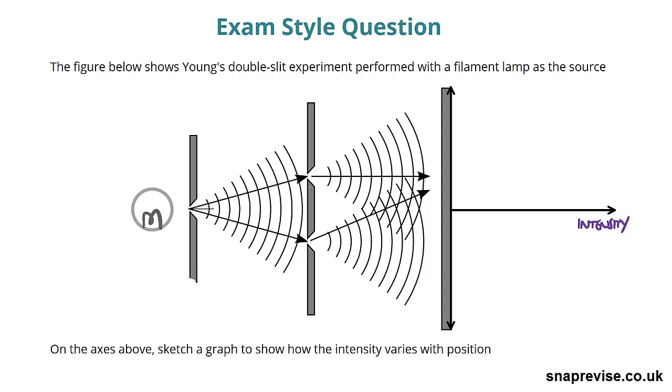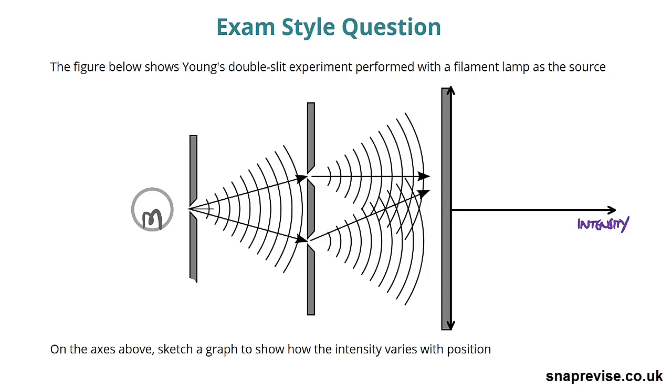Well, there's a couple of things here that we need to note. First of all, at each point where there's a maximum, a bright fringe, there's going to be a maximum of intensity. And every time there's a dark fringe, we've got a minimum of intensity. We're basically just drawing this fringe pattern, but with intensity instead. The intensity at each bright fringe is a maximum, and each dark fringe is a minimum, and the spacing between those needs to be the same.